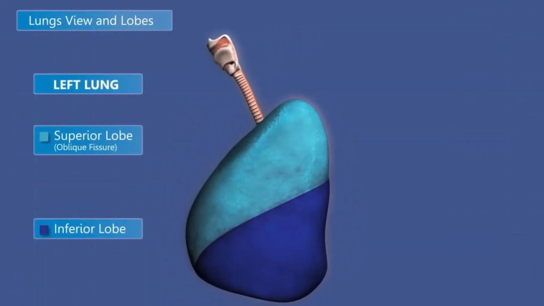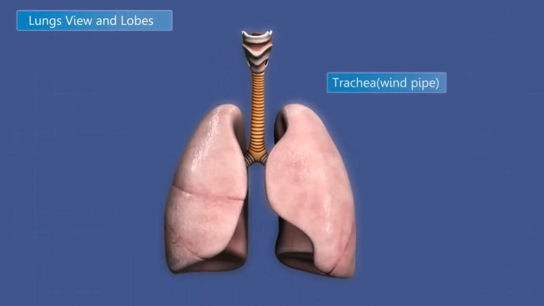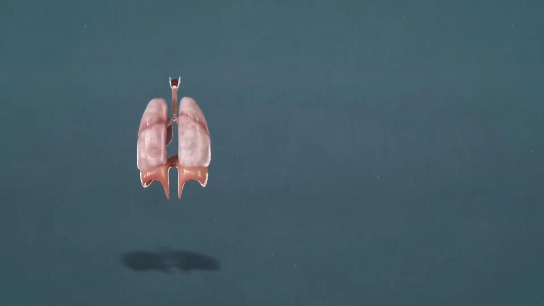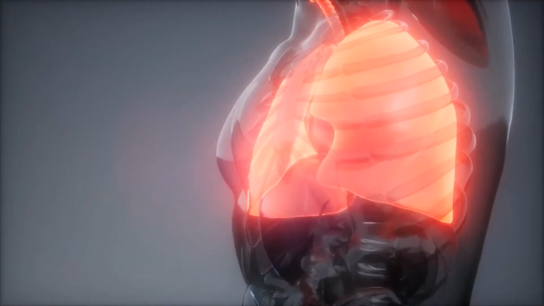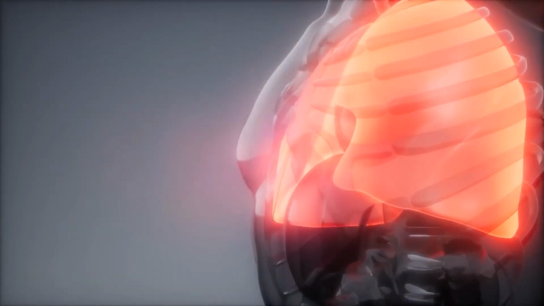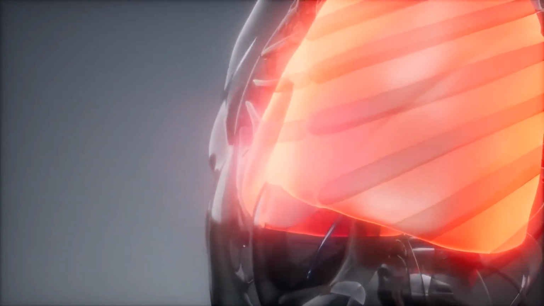It is divided into 2 main branches, called the bronchi, which lead to the right and left lungs. The trachea and bronchi are part of the respiratory system and are responsible for carrying air to and from the lungs. Bronchi. The bronchi are the two main air tubes that branch off the trachea and lead to the lungs.